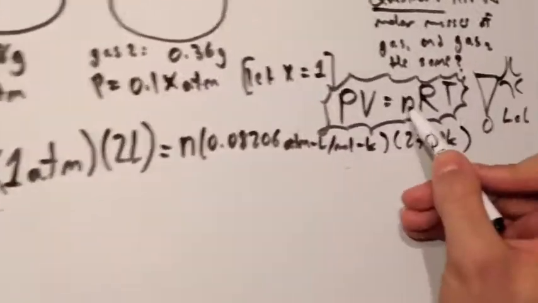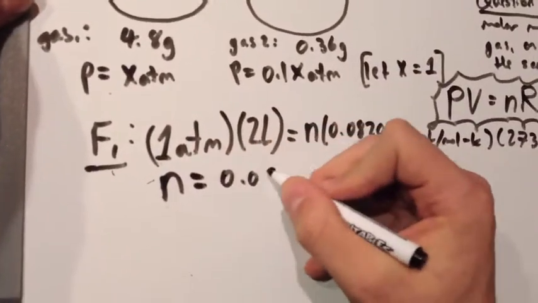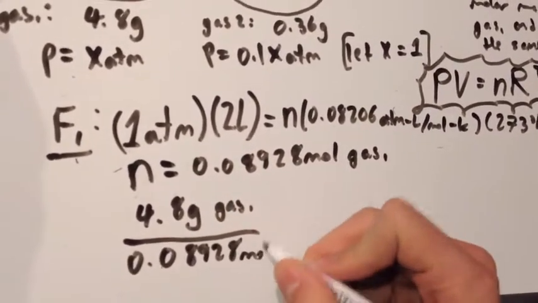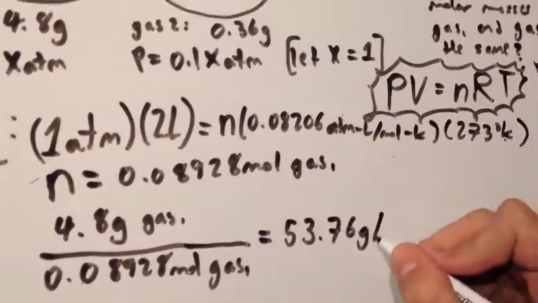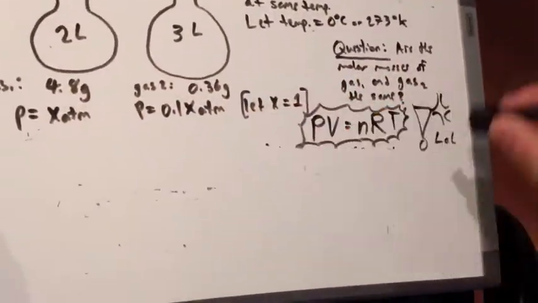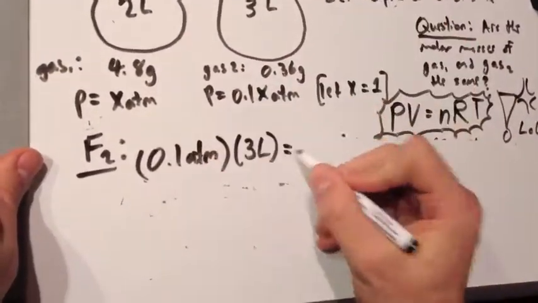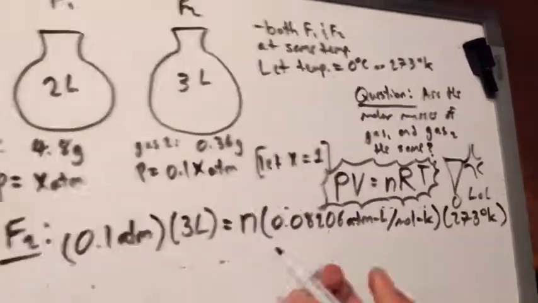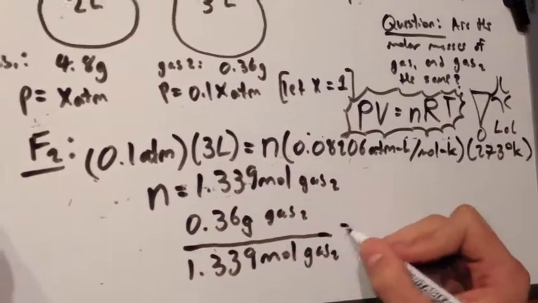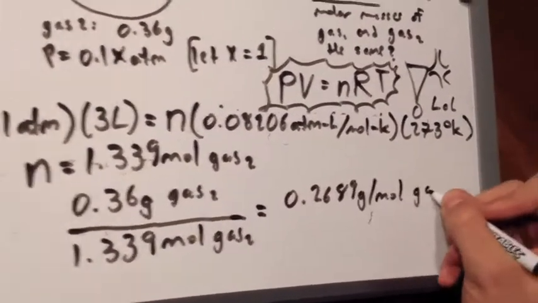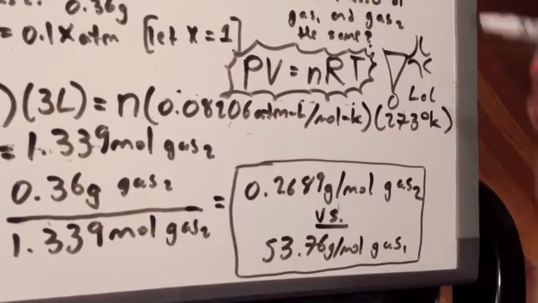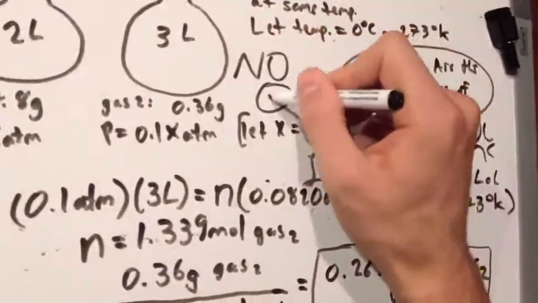Recall that we know the number of grams in each gas, so we can then divide grams by moles in order to obtain molar mass. We must do this for gas 1 and 2, and then compare our results. The molar mass of gas 2 is much smaller than the molar mass of gas 1.